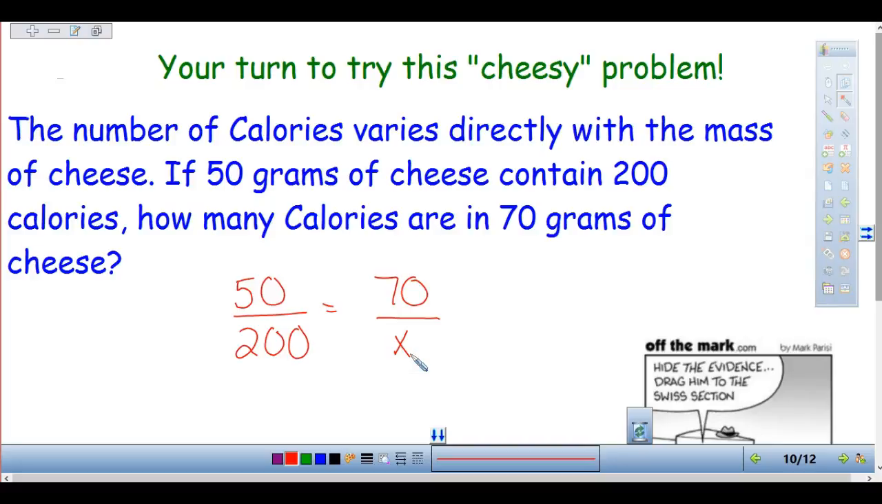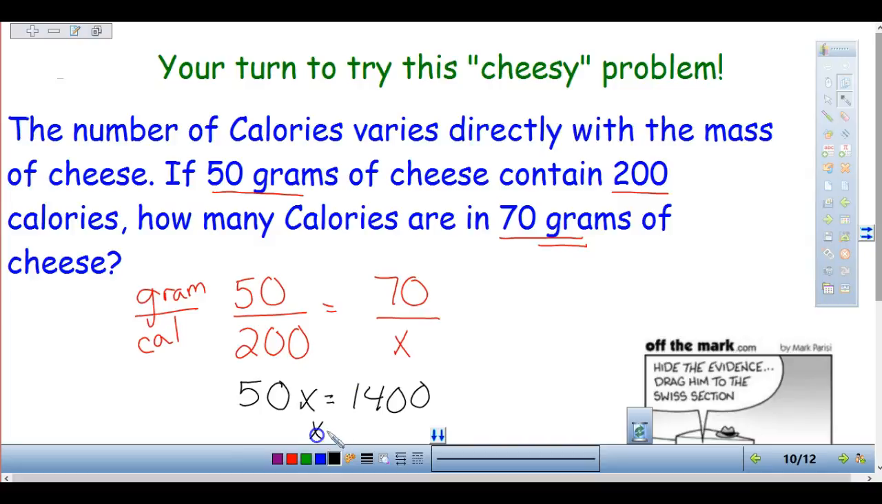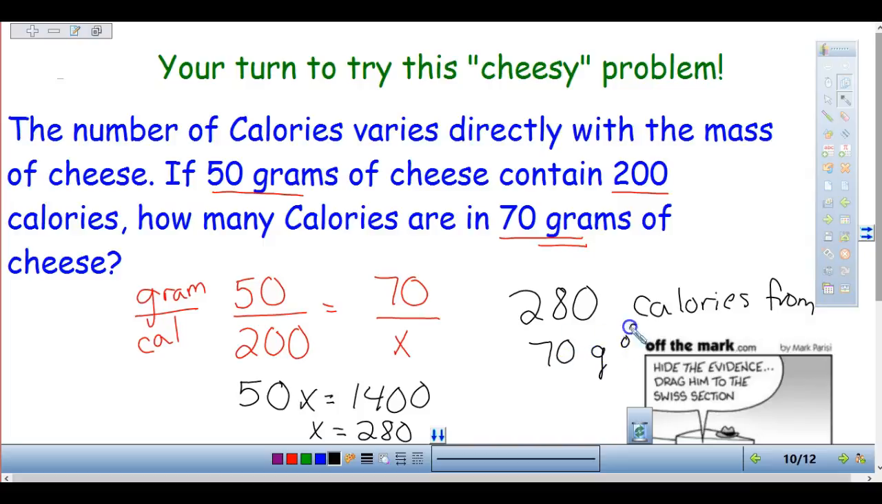That is kind of how I would set it up. Again, it could be flipped. So my 50 grams goes with my 200 calories. That's this. Over here, 70 grams. So notice, I put grams here over my calories. So that's what I have to have over here. Then when you cross multiply, you should get 50x equals 1,400. So what's x? 280, right? So 280 calories from 70 grams of cheese. Questions?